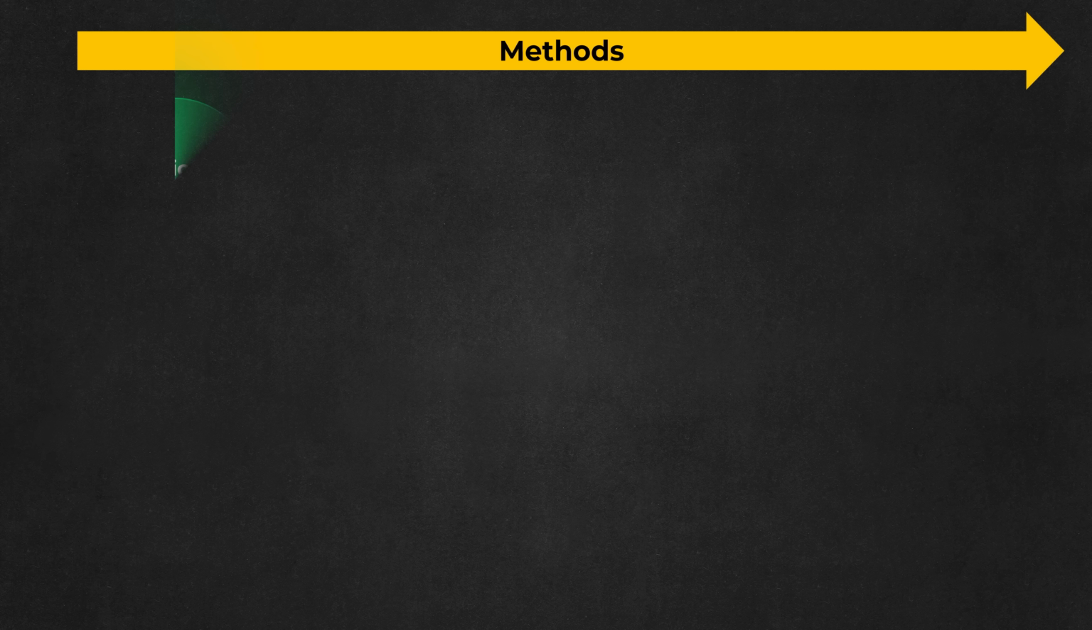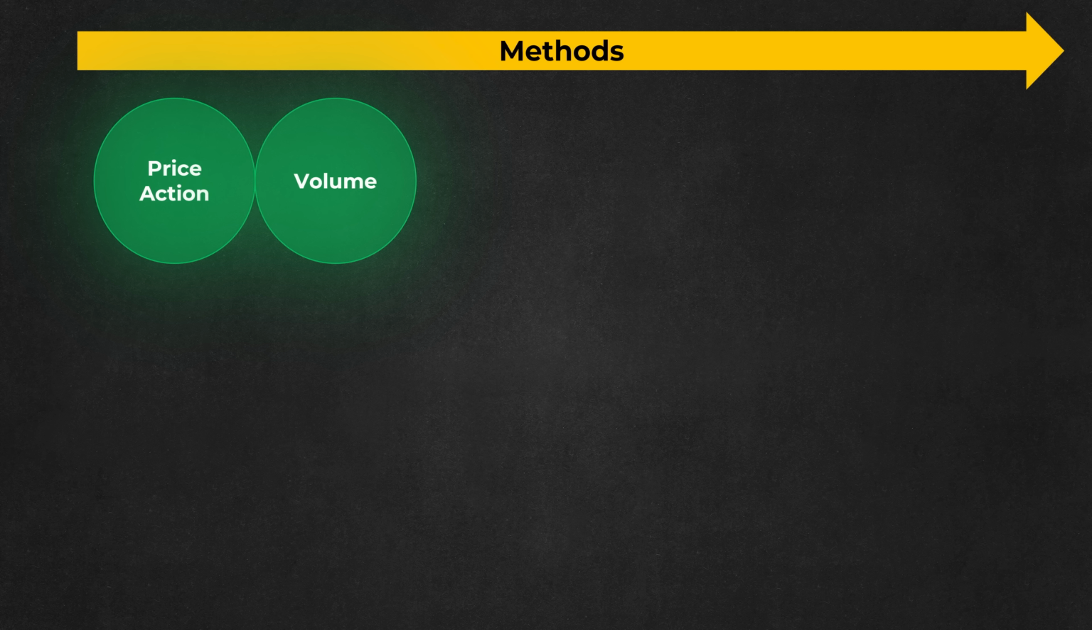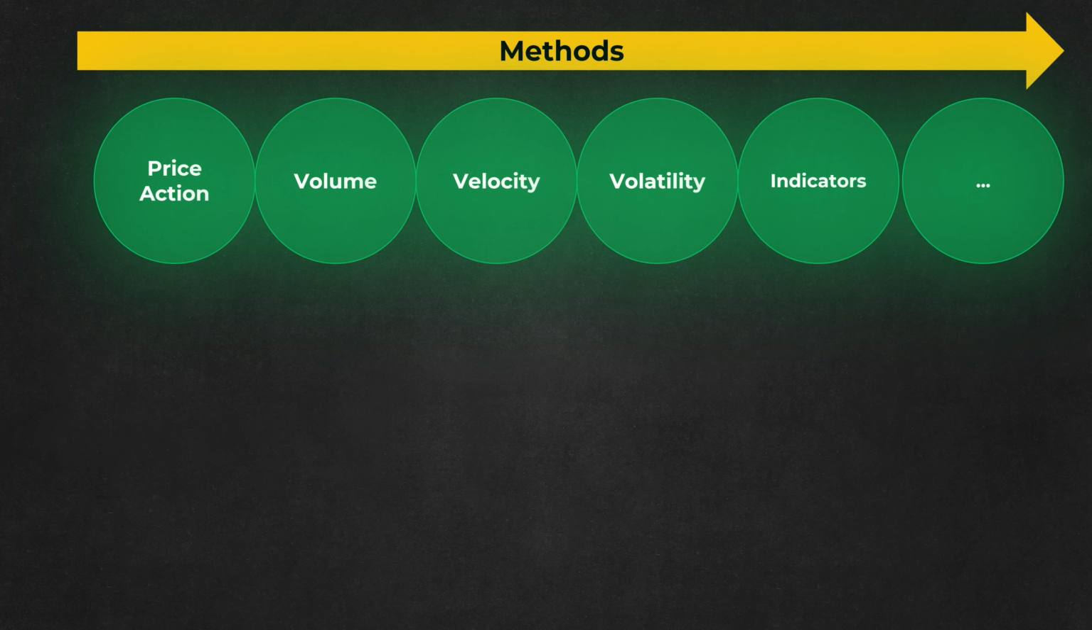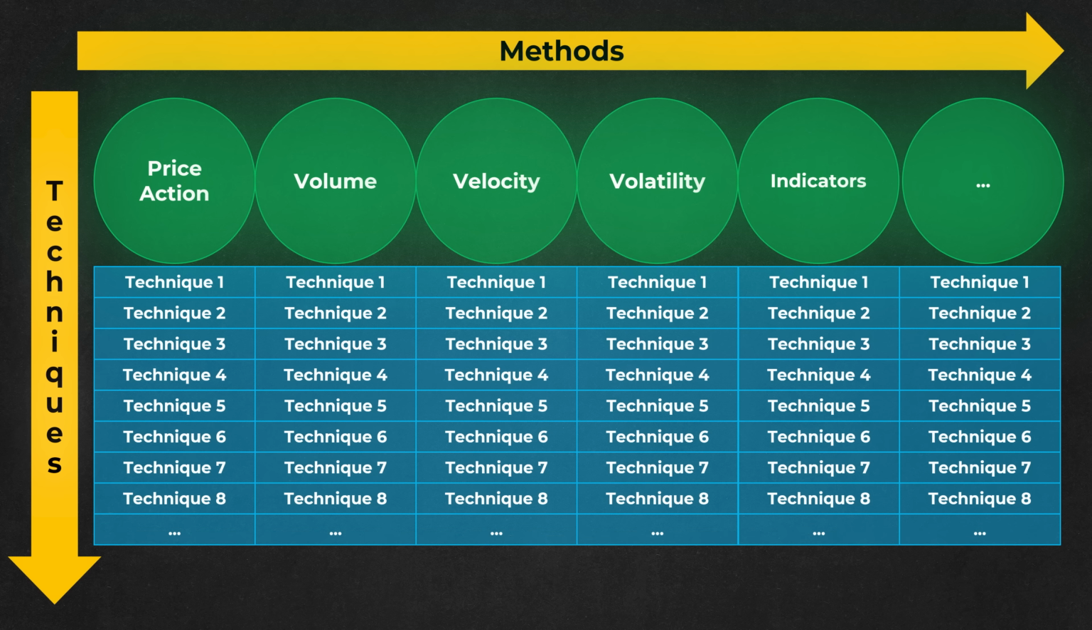We have pure price action reading through candlesticks, patterns, and trend phase analysis, volume, velocity, volatility, indicators, and the list goes on. These are all different methodologies within technical analysis. Each of these methodologies is composed of a series of techniques. For example, volume analysis is one methodology. Inside the method of volume analysis, we have various trading techniques like VSA, volume at price, volume at time, anchored VWAP, and so on. In the horizontal axis of the chart, we have the different kinds of methods, and in the vertical axis, we have the different kinds of techniques.